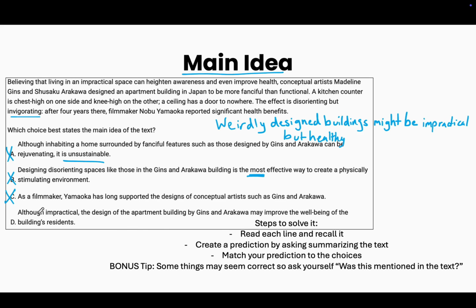Choice D. Although impractical, the design of the apartment building by Jins and Arakawa may improve the well-being of the building's residents. Perfect. This says that weirdly designed places may be beneficial to our health. So this choice is correct. So with main idea questions, just reduce the whole passage or text to one sentence, then find the choice that says exactly that. Now let's see a question type that every single person hates.